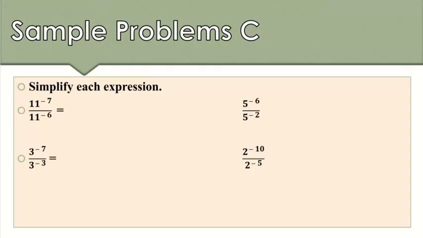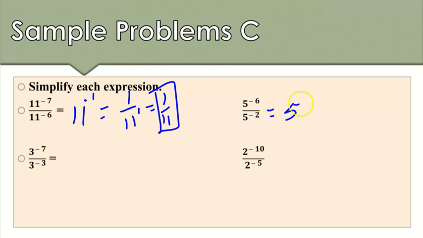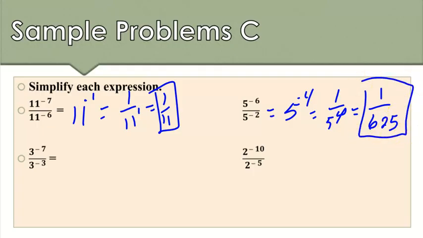And our last ones, dividing like bases, I subtract the exponents, so negative 7 minus negative 6 gives us a negative 1, which would be 1 over 11 to the 1st, which is just 1 over 11. Next, negative 6 minus negative 2 gives us 5 to the negative 4th, which would be 1 over 5 to the 4th, which 5 to the 4th power would be 625, so 1 over 625. Next, negative 7 minus negative 3, which would be 3 to the negative 4th power, which will make that 1 over 3 to the 4th power, which would be 1 over 81.